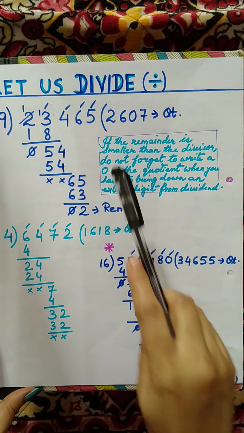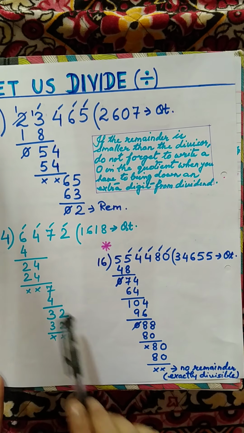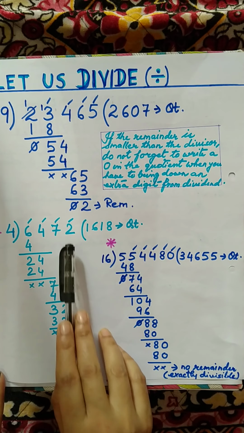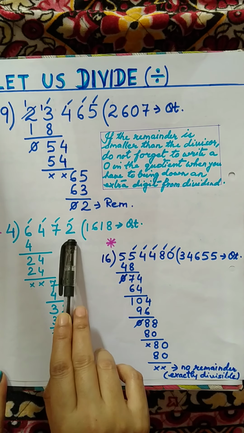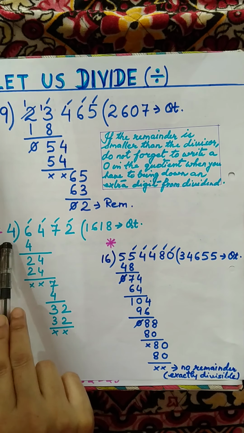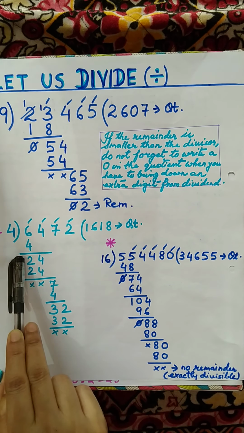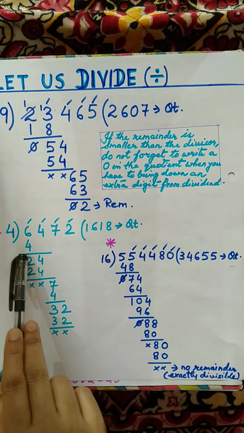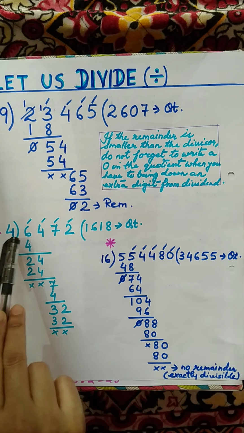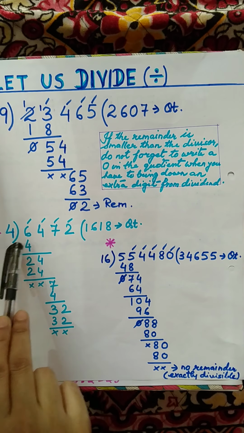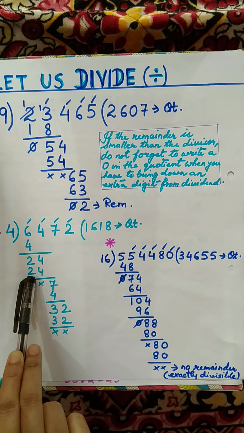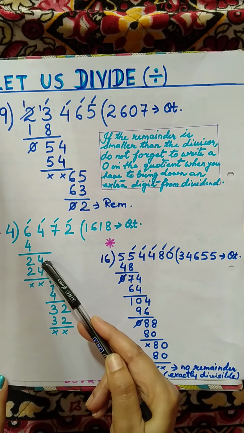Now let us see how we divide. Here the divisor is 4. 6472 is the dividend. We first take the first digit. 4 ones are 4. We cannot take 4 twos are 8 because 8 is greater than 6. We have to take a number which will be less than the dividend here. So 4 ones are 4. We subtract 4 from 6, we get 2. We bring down the next digit here, which is 4.